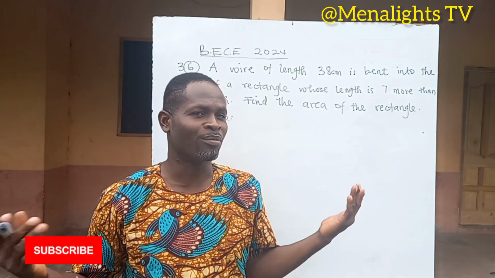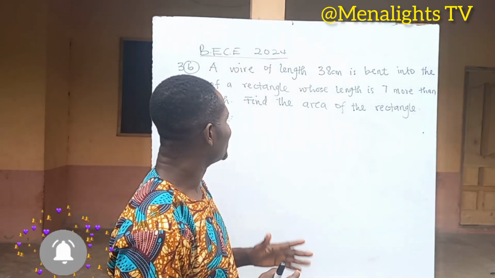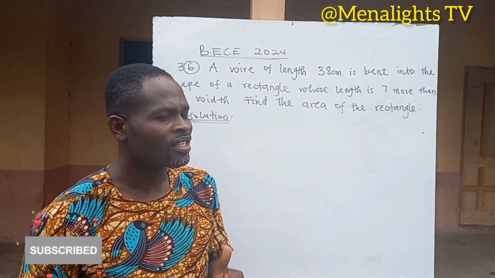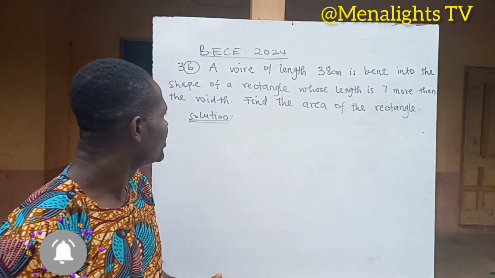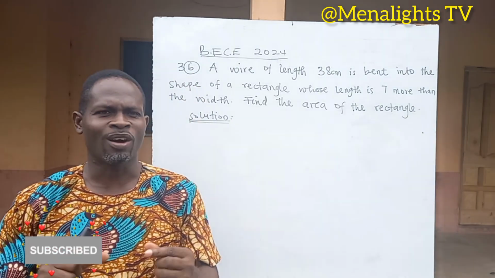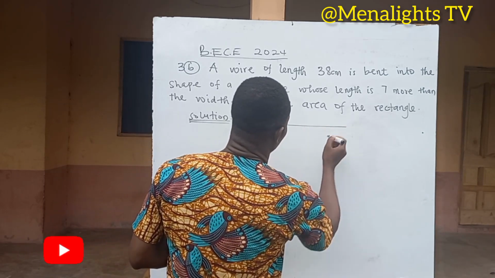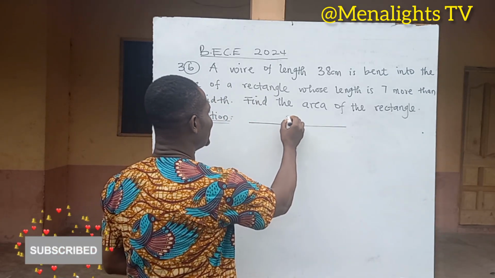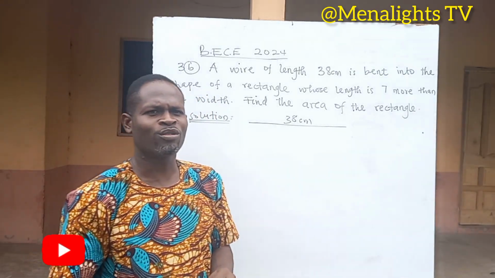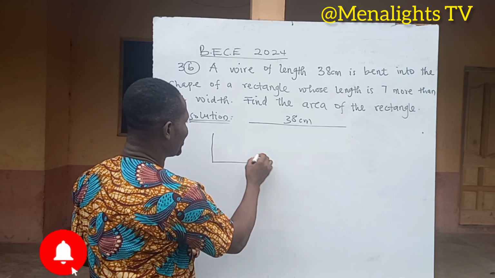Come to question number 3b, which says a wire of length 36 centimeters is bent into the shape of a rectangle whose length is 7 more than the width. Find the area of the rectangle. So you have been given a wire. So assuming this is my wire, and they say the length here is 38 centimeters. And this thing has been bent to form a rectangle. So this is what they are talking about.